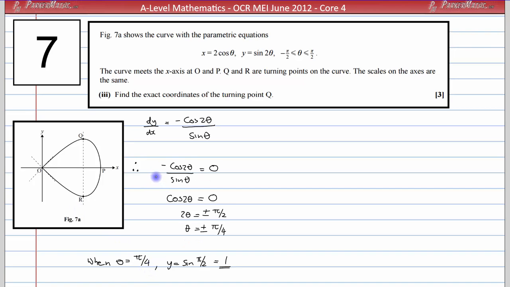Make sure you answer the question though. It's not asking us to find out what theta is, it's asking us for the exact coordinates of the turning point Q. Well, we've got the y coordinate here. All that's left to do is find the x coordinate. So when theta equals pi over 4, x is going to equal 2 cos pi over 4. If you know your exact values for your trig functions, then you'll know cos pi over 4 is 1 over root 2. And if you multiply that by 2, you end up with root 2. So the coordinates are root 2, comma 1.